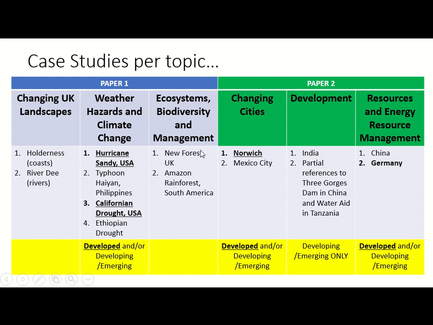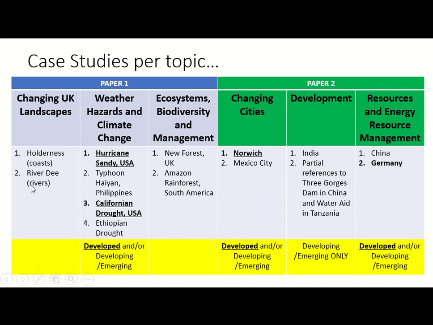For paper 1, for the topics you cover, changing UK landscapes, the case studies we look at are for coasts. We look at the Holderness case study in terms of how it's eroding, what are the factors that affect erosion, for example, and the River Dee.